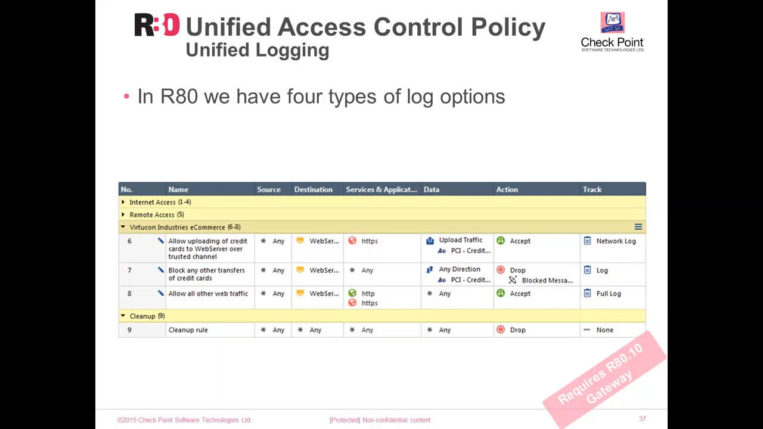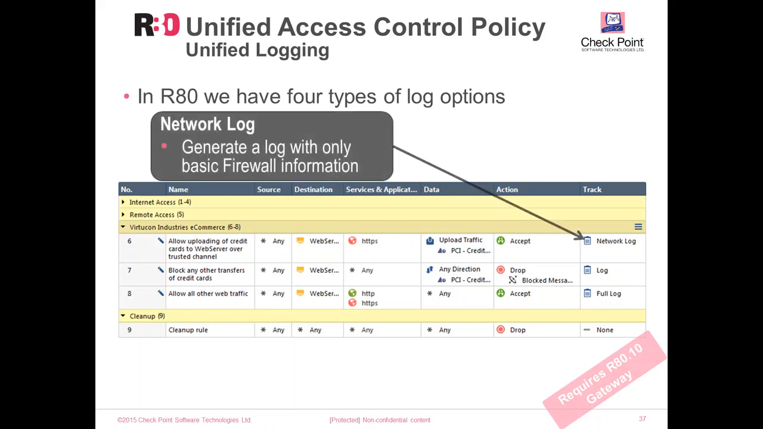In R80, we have unified logging. So basically we have 4 types of log options. We have the network log. It will basically generate a log with basic firewalling information, for example, source port, destination port, source IP address, destination IP address, and so on.